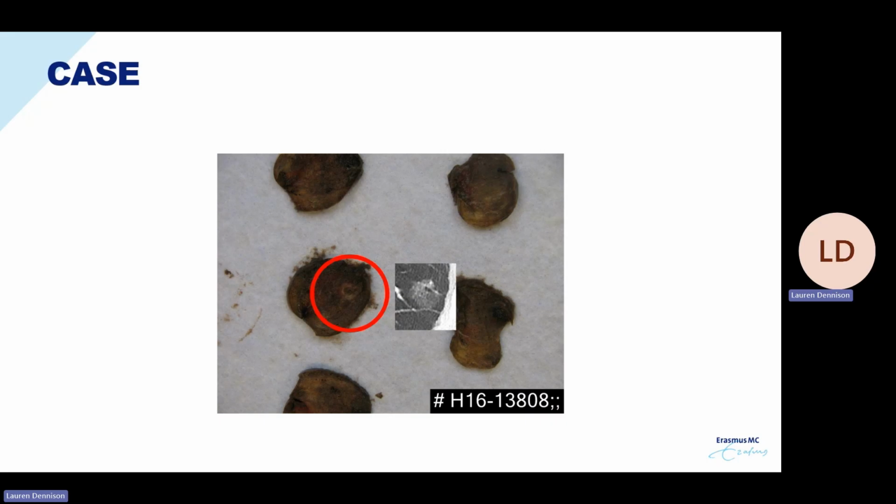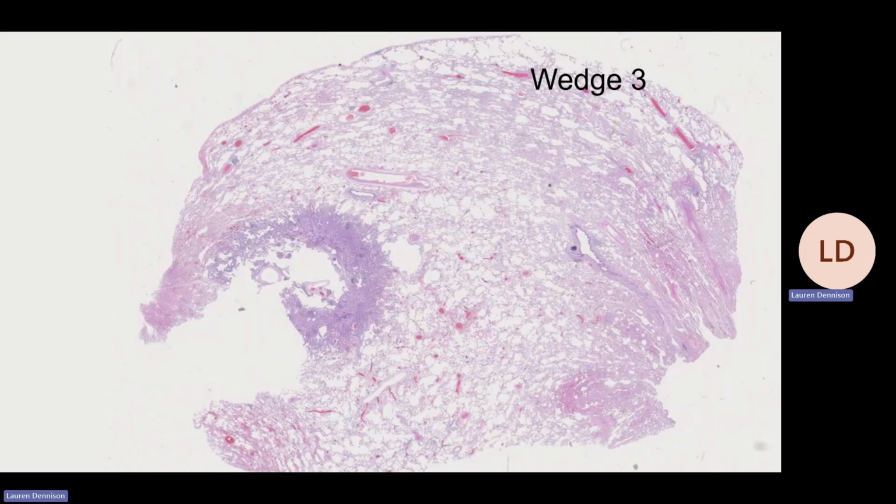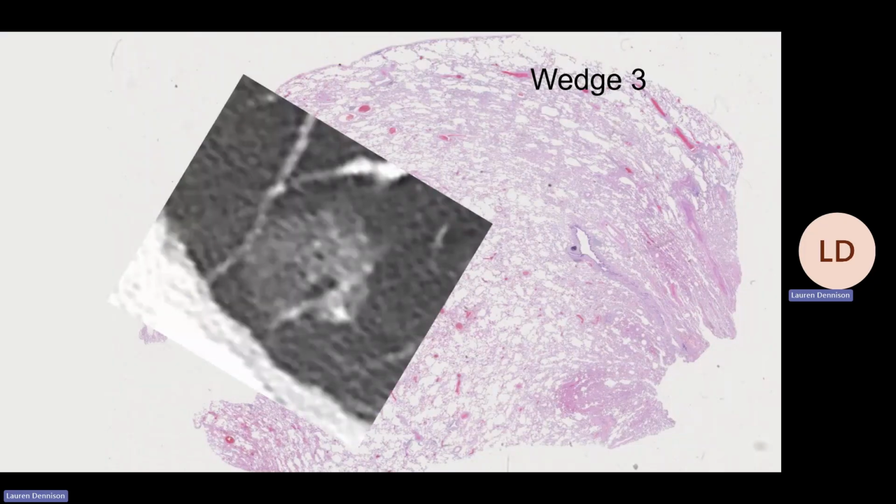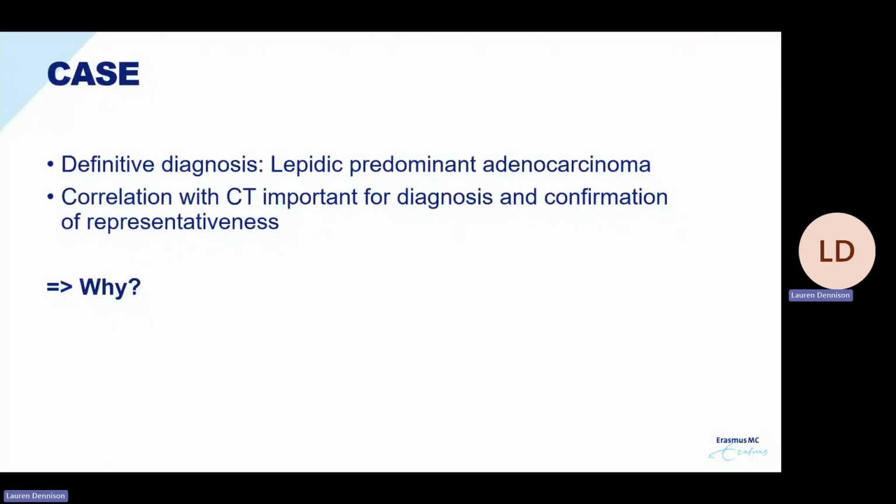And actually, by doing that, just during the cut-up, I think this helps us a lot in determining whether the representative section was taken out from that lung. And then if we zoom in, this is in fact an adenocarcinoma, and that perfectly aligns with the CT scan.